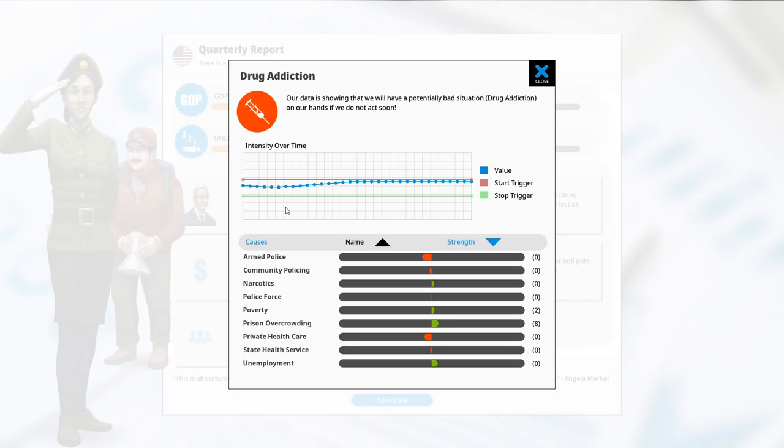Now, that problem you were mentioning, drug addiction. Right now we don't have a crisis, but if we pass that red line, then we're going to have a crisis. Okay, so the source of that is some difficult stuff like, say, poverty. That's not going to be easy to sort out, but State Health Service. If we could just boost that a bit, we might be able to nudge this down before it becomes a crisis.